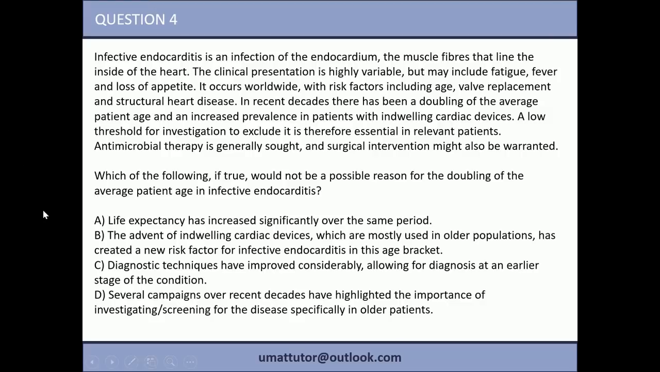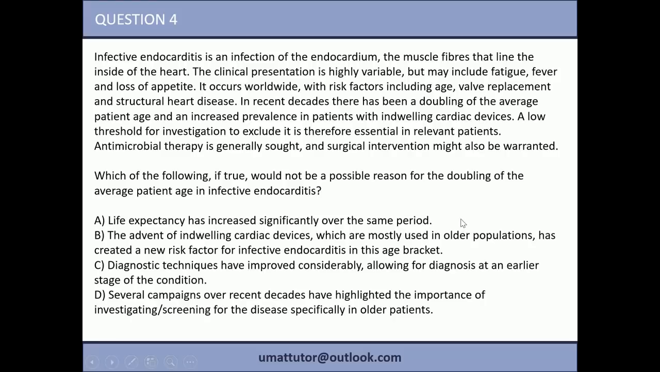So with A, life expectancy has increased significantly over the same period. With this answer, we're not looking for any evidence of the fact that life expectancy has increased. You won't find any in the passage, but that's okay because the question is saying which of the following, if true. So again, it's giving you that license to assume that it's true. And the real question here is just whether that increase in life expectancy would also have an effect on the doubling of the patient age.